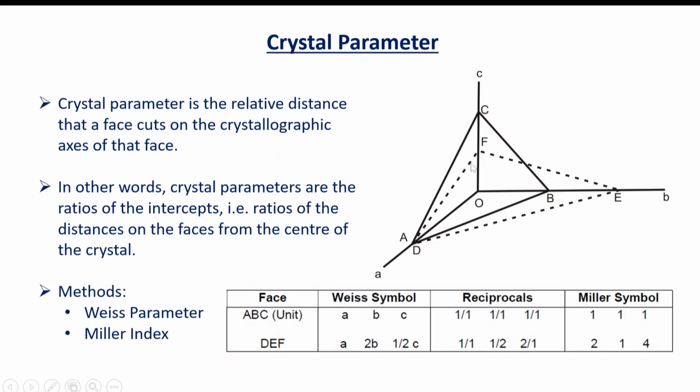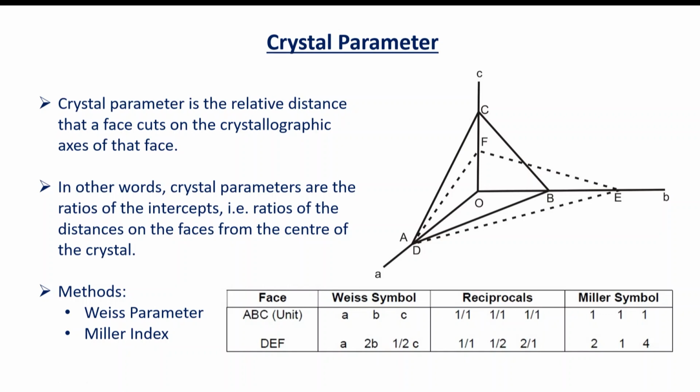Similarly, if I take this dotted face now, or the discontinuous line that you can see, in this case the face is cutting at 1 unit distance of the A axis at capital D. Then this one is cutting at 2 unit distance of the B axis, which is represented as capital E, and you also have the half intercept of the C axis, which is represented as F. So here you have the Weiss parameter of 1A, 2B and half C.